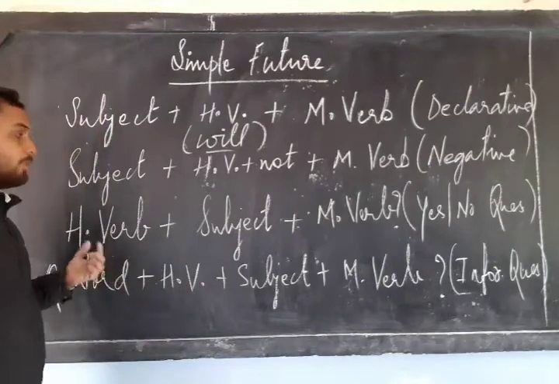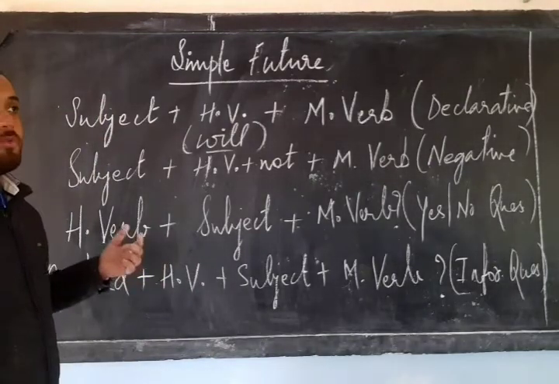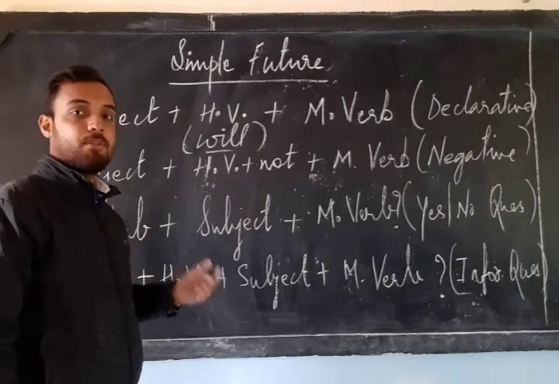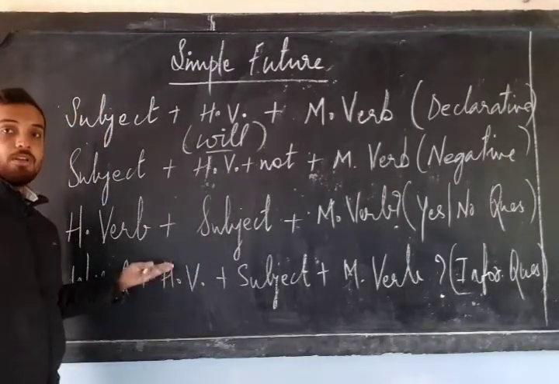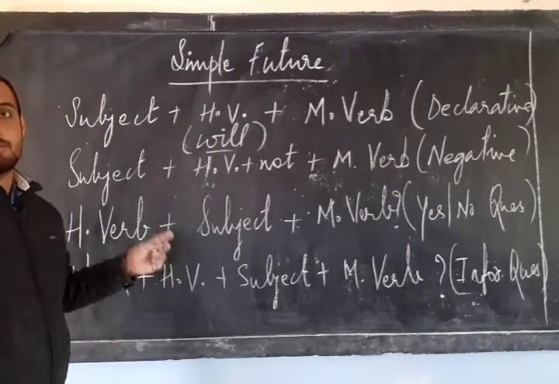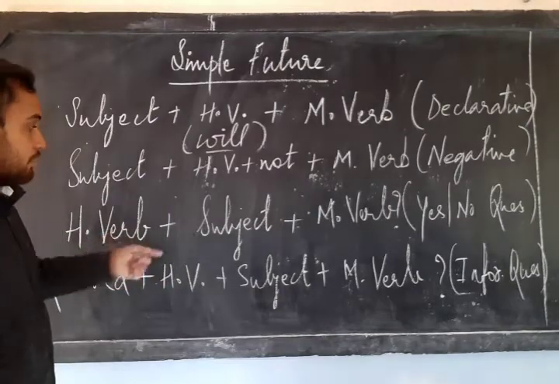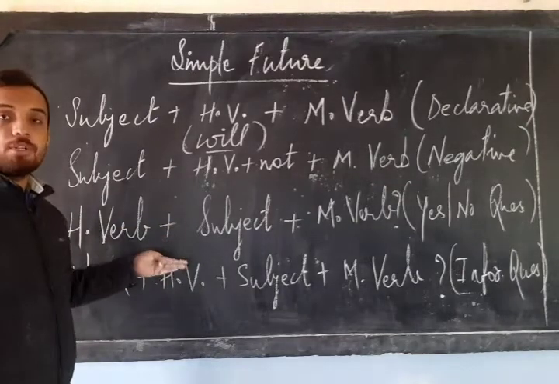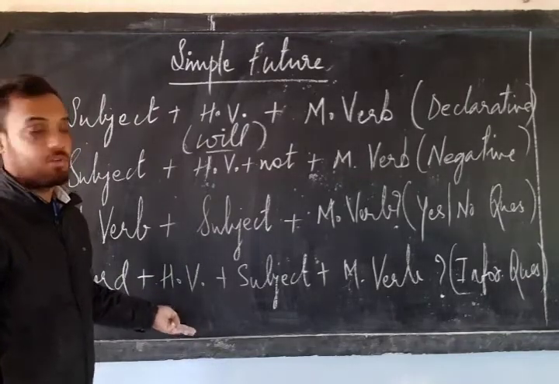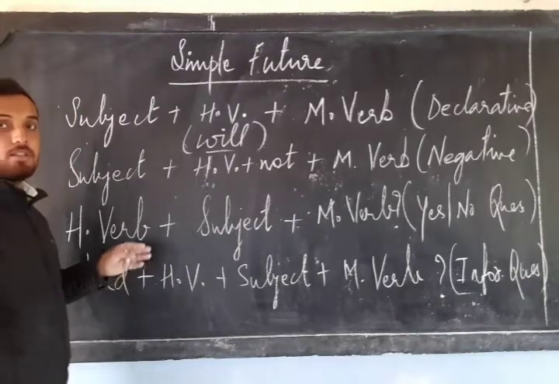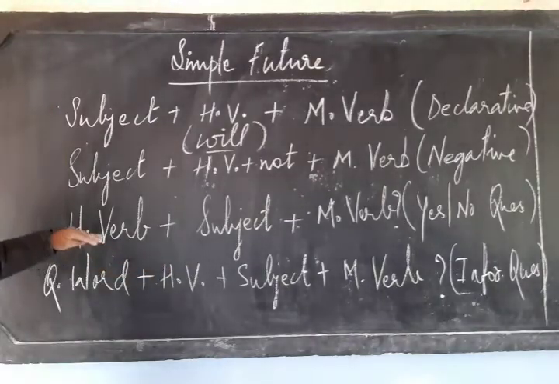Okay. Now talking about the question, how do we form a question for simple future? Both these structures that you see are meant for interrogative sentences, meaning the questions. But the first one is meant for yes/no questions, and the other one is meant for information questions. A yes/no question can be answered in yes or no.